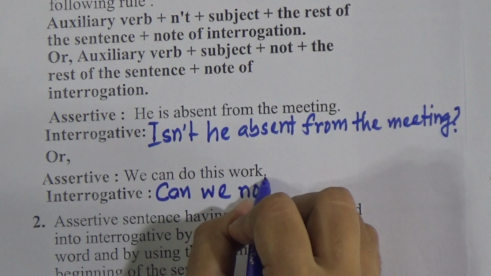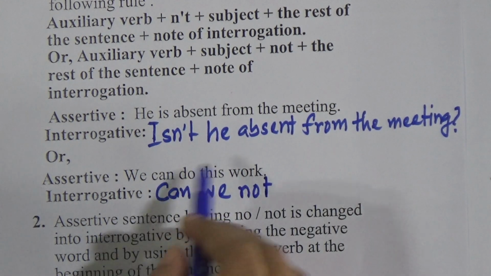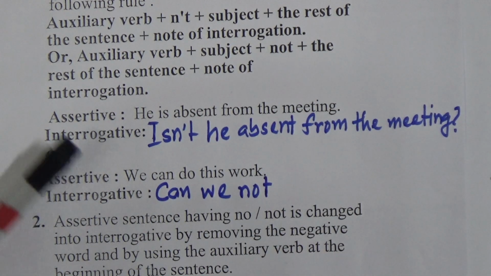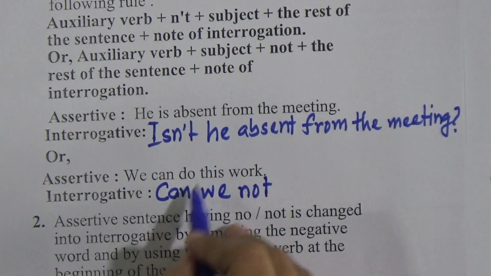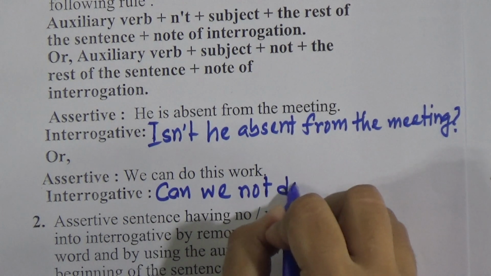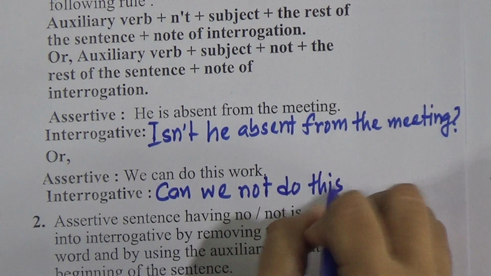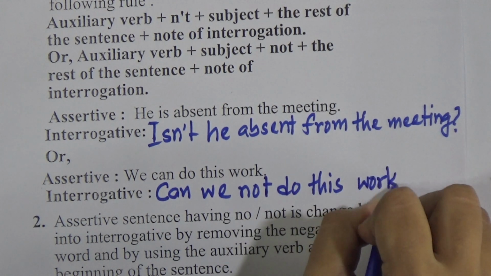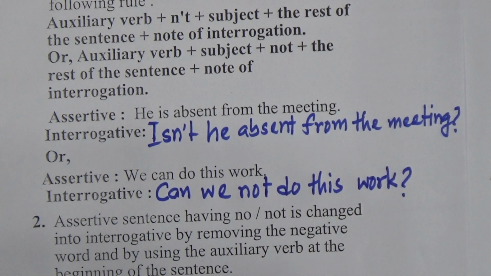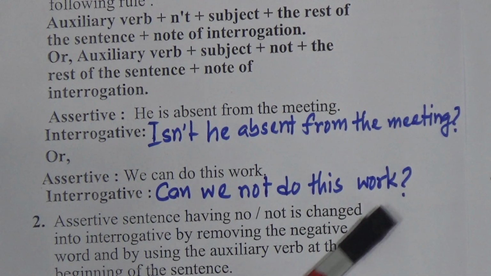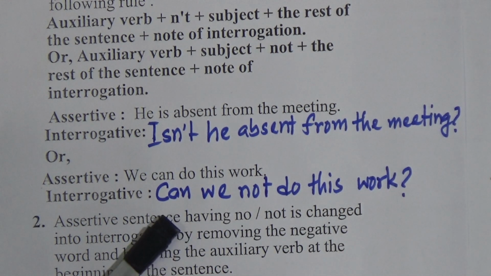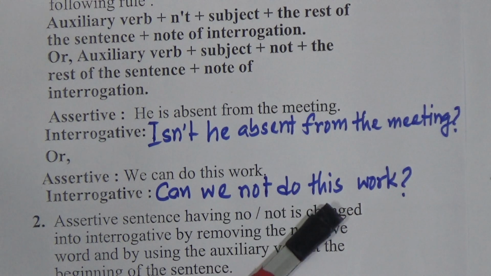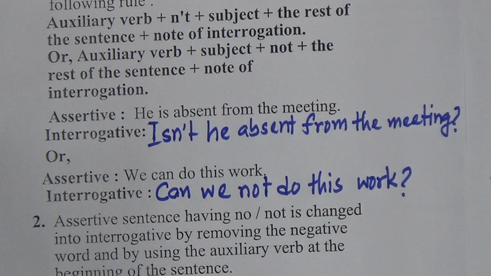Can we not, then the rest of the sentence, that means do this work. Can we not do this work? Then the note of interrogation, the question mark. Or, if you follow the first rule, it will be: Can't we do this work? Or you can also write it like this: Can we not do this work? Both are correct. Now we will go to our next rule, rule number 2.